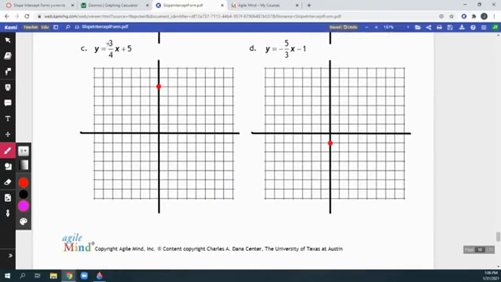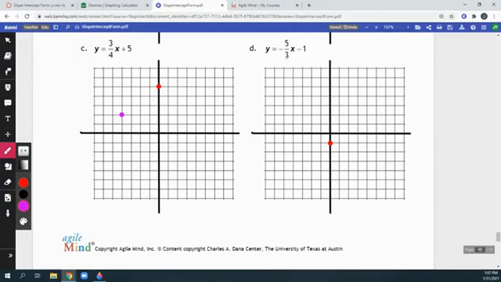This one goes 3 up, 4 to the right. Well, it's up because it's positive, right? So I have to go 3 up. Uh-oh, that's going to go off this thing. I'm going to go backwards. 3 down and 4 backwards. There, now this one goes over 4 and up 3, over 4 and up 3. Those are the only two places I can make it work, though.